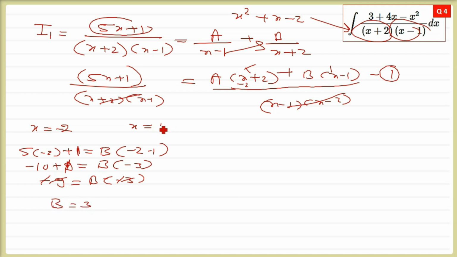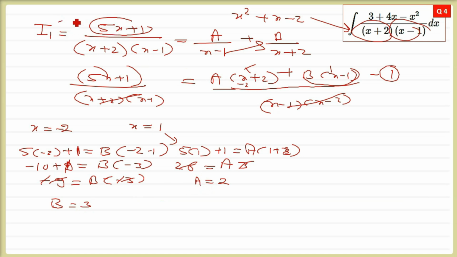Now put x equals 1 in this equation number 1. So the second term will become 0, and you will get an a from here. So 5 into 1 plus 1 equals a into 1 plus 2. So 5 plus 1 is 6, and a into 3, so you get a equals 2. So we have a equals 2, b equals 3.